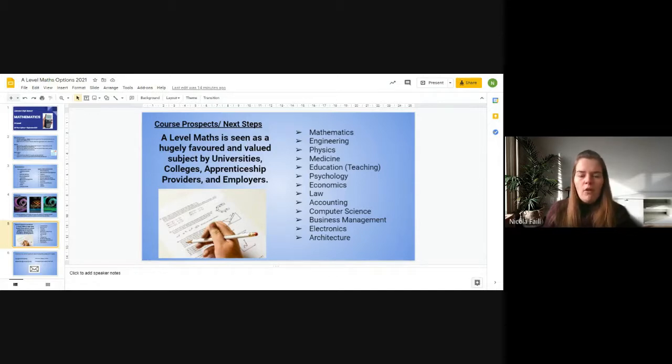So hopefully that overview helped you there of what the course covers, how the course is assessed, and where the next steps may take you for A-level maths.